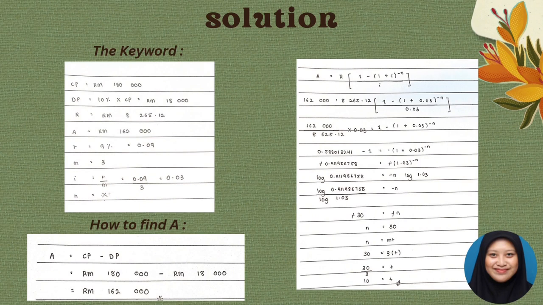After you get all these values, you need to substitute into the formula, which is A equal to R times the bracket 1 minus the bracket 1 plus I to the power of negative N, all over I. And then you will get the answer N equal to 30. The last thing you need to do is find T. The formula is N equal to M multiplied by T. Then substitute all the information into the formula and calculate. Then you will get the final answer, which is T equal to 10.